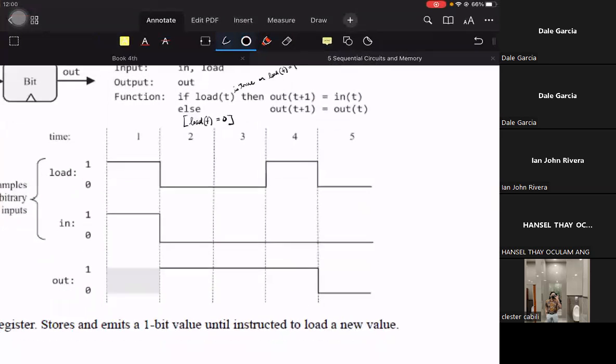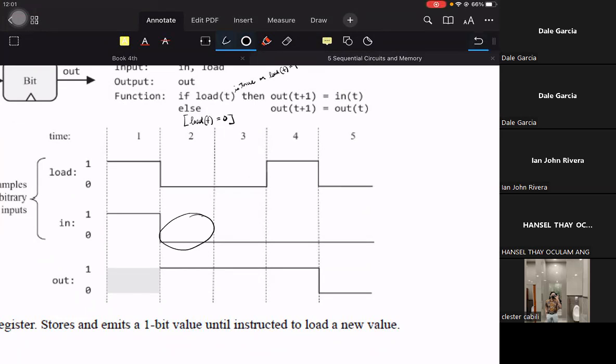So in the second cycle, the output is now high because the previous output is high. Third cycle: because the load is still 0, even if the previous input is 0 or low, it will retain the same state because our load terminal, or load input, is 0.